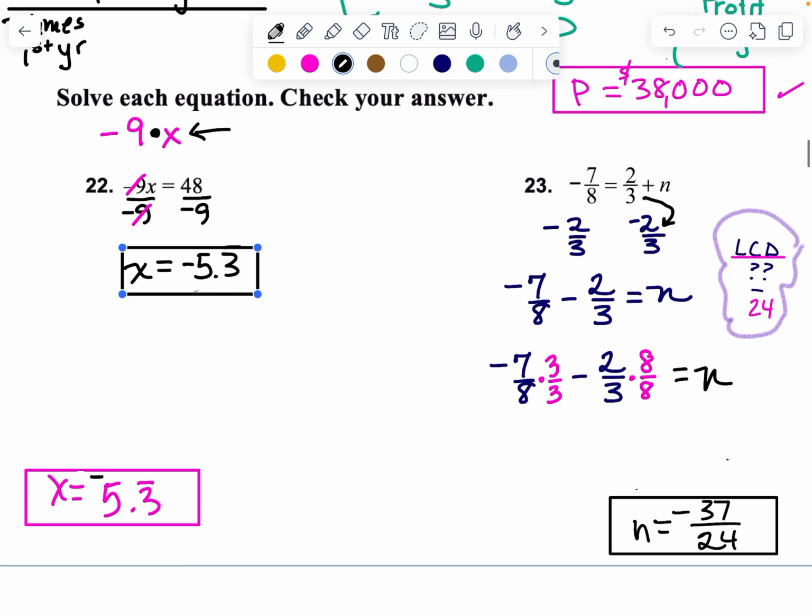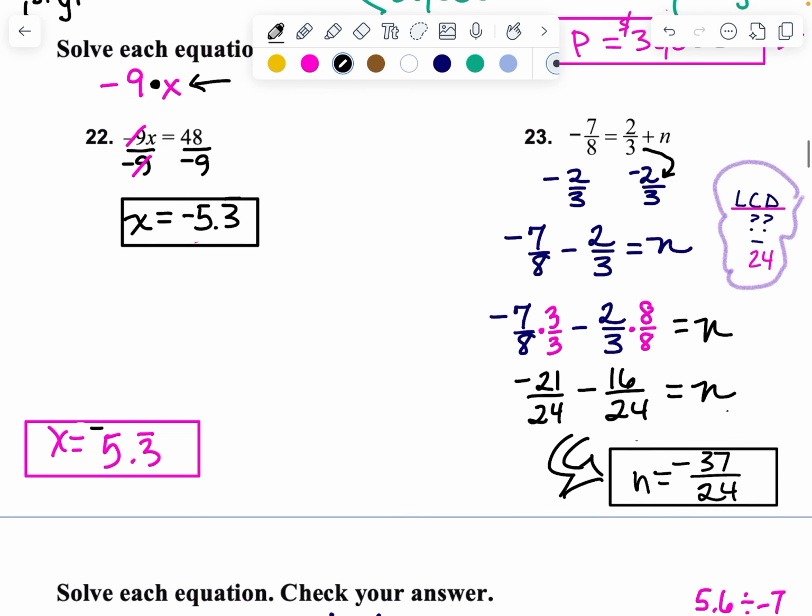In the next one, the only comment I'm going to make about this is some of you are going to use a calculator. Others of you are doing the arithmetic and you're writing it down. I think that's great, especially if you're going to go on in math. But let me know if you need some help with this. So the common denominator would be 24, 8 times 3, and I get negative 21 over 24 minus 16 over 24. That's what n is equal to. You're just going to combine those, and that's equal to negative 37 over 24.